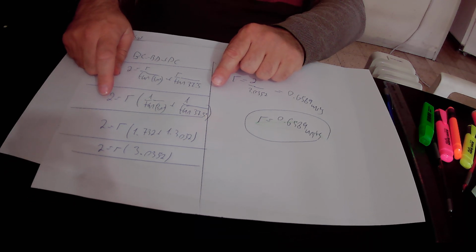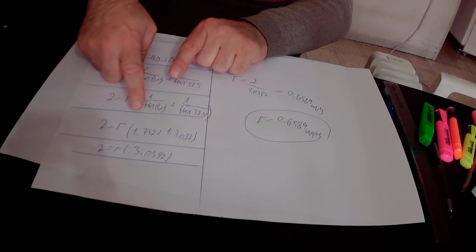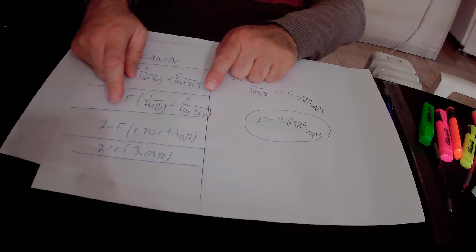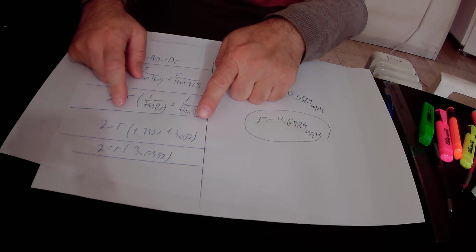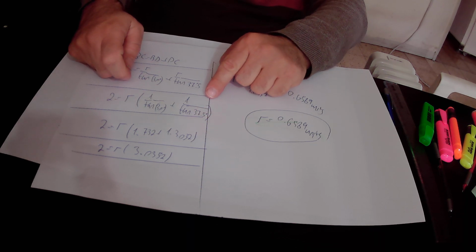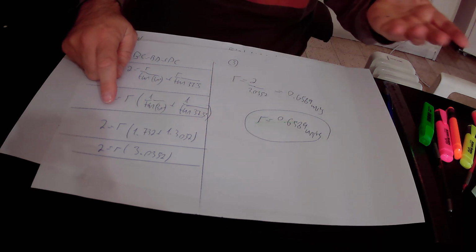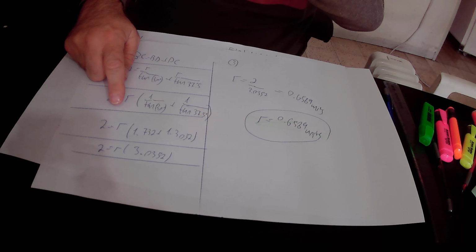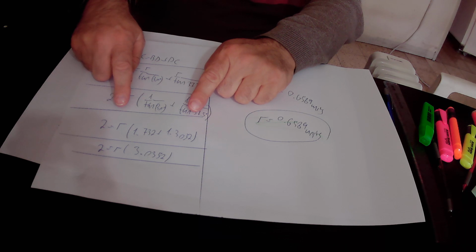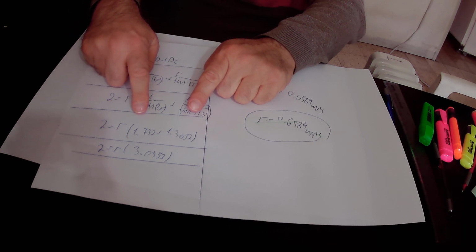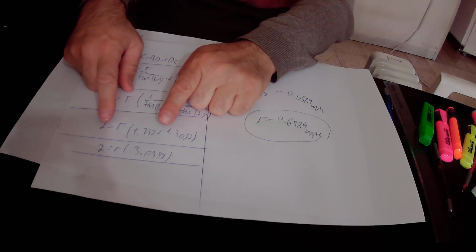So 2 equals R times, and 1 over tangent 30 degrees is 1.732, plus 1 over tangent 37.5 degrees, which is 1.3032. So in conclusion, 2 equals R times 1.732 plus 1.3032. 1.732 plus 1.3032 equals 3.0352.